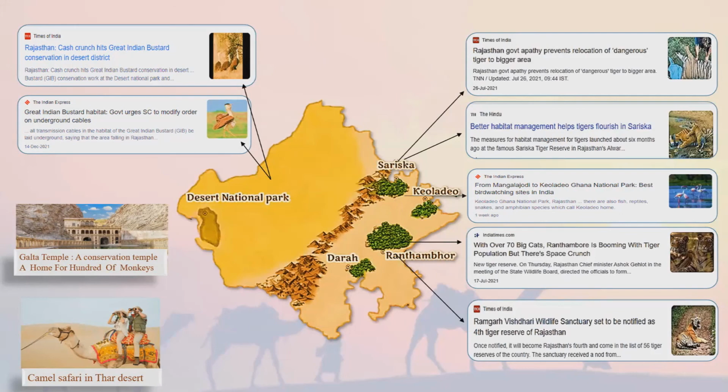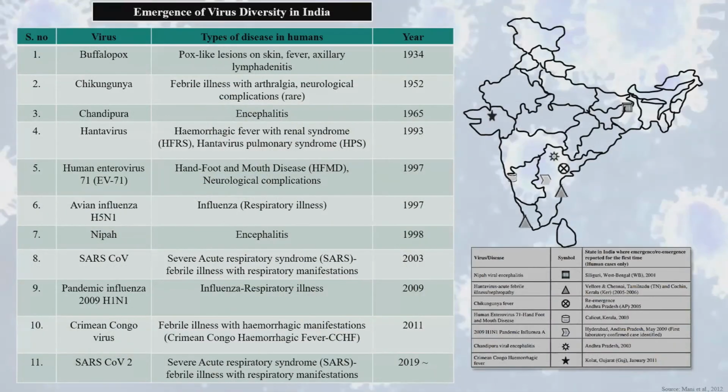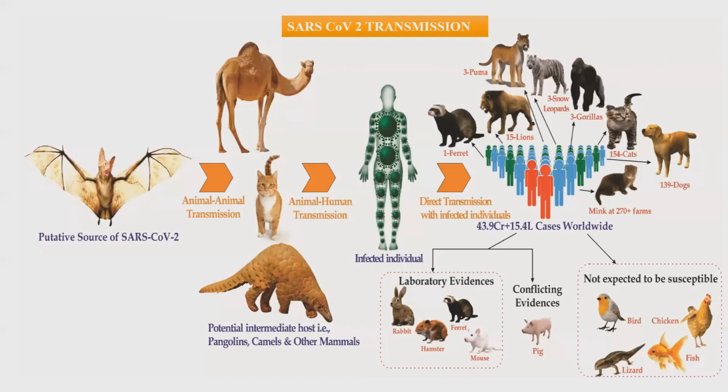Here I mentioned the emergence of virus diversity in India. You can see in the table, these are some viruses that emerged, among which SARS-CoV-2 is the ongoing pandemic. On the basis of laboratory evidence and conflicting evidence, here I mentioned how SARS-CoV-2 entered the diversity channel by zoonotic and reverse zoonotic ways: from animal to animal, animal to human, and human to animals too.